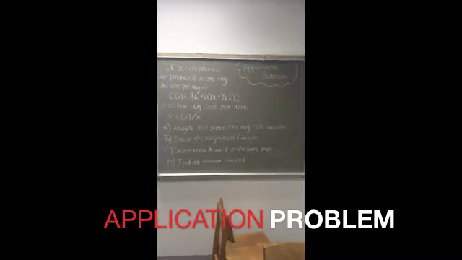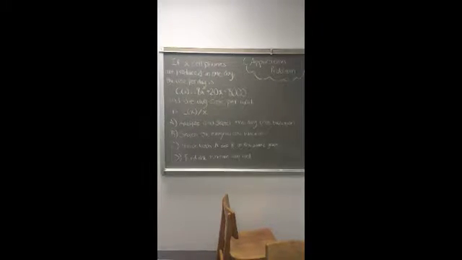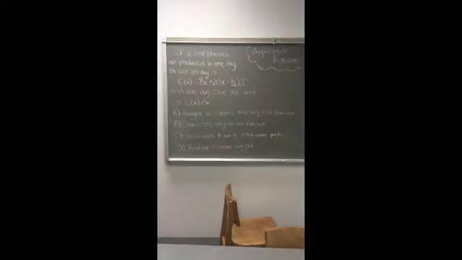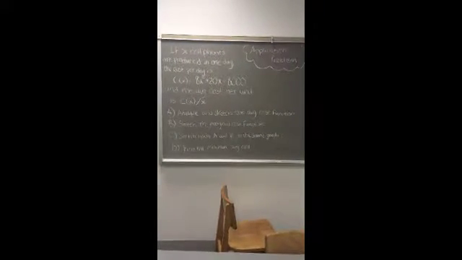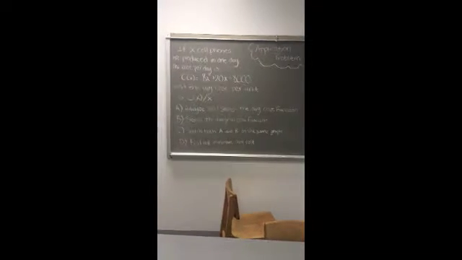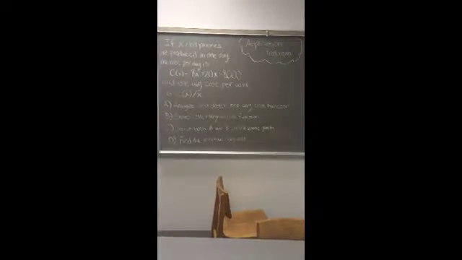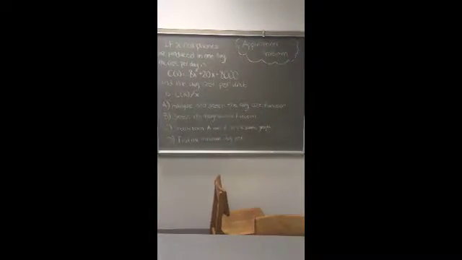Okay, so next we're going to do an application problem. If x cell phones are produced in one day, the cost per day is C of x equals 0.8x squared plus 20x plus 8,000, and the average cost per unit is C of x divided by x. So A, we have to analyze and sketch the average cost function. B, sketch the marginal cost function. C, sketch both A and B on the same graph. And D, find the minimum average cost.